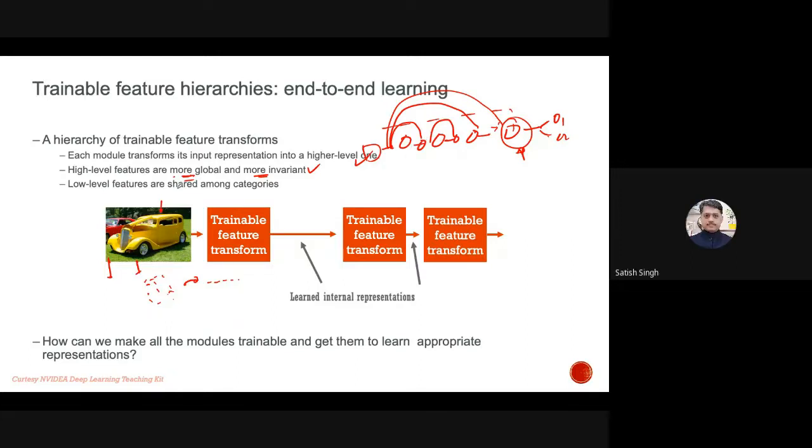So I told you that high level features are more global and more invariant. But where will those high level features be obtained? At the last layer.